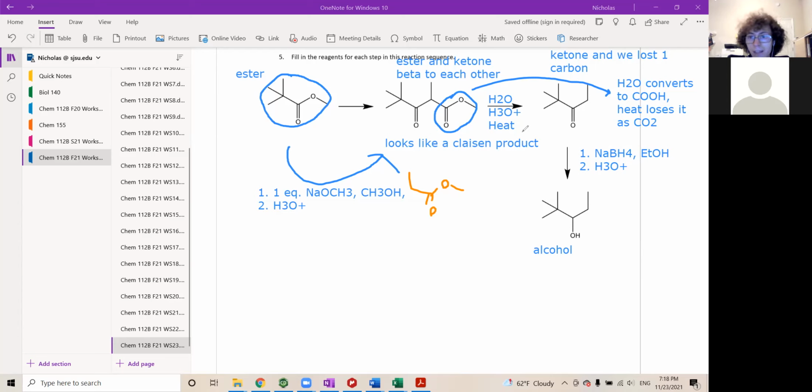And just in case, another thing you could have done instead of NaBH4 is LiAlH4, then acid in a second step. That's another set of reagents you could use, which does the same thing. So that's the end of the worksheet.